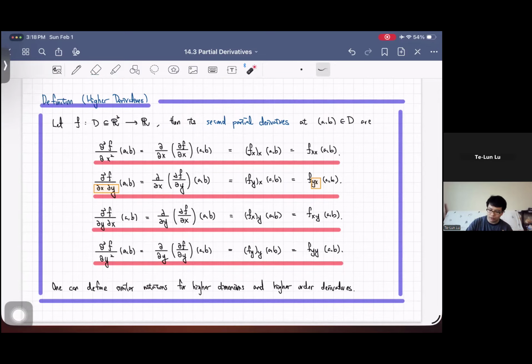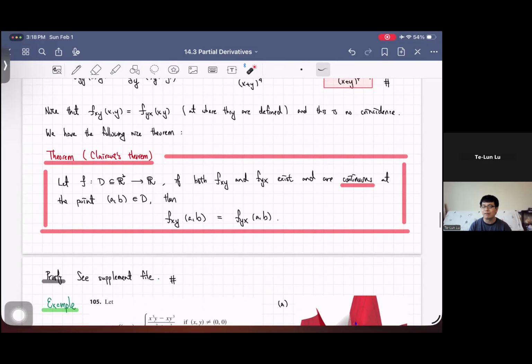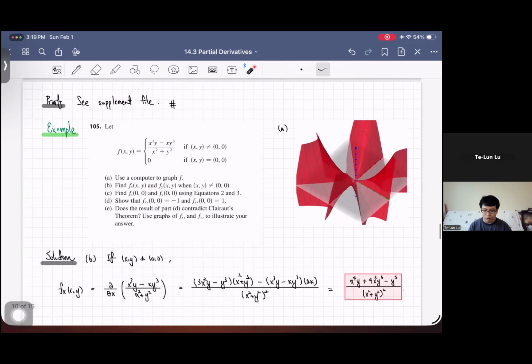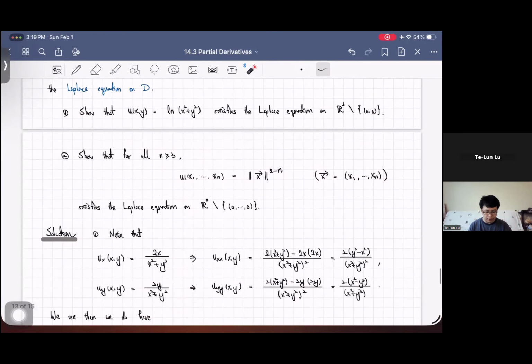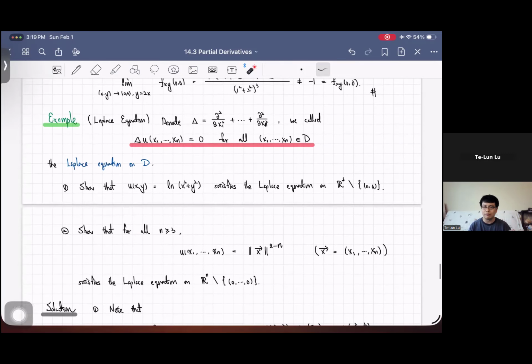And be careful with the notation. This is fxy, and this is fyx, which we have concluded does not really matter if f is nice enough. When fxy and fyx are continuous, then all of those second order mixed derivatives are the same. And we have demonstrated another counterexample in which it does not satisfy the condition of Clairaut's theorem, so you have different mixed derivatives. Lastly, we have an example about a partial differential equation, which is a Laplace equation, and we verified two particular solutions of this equation.